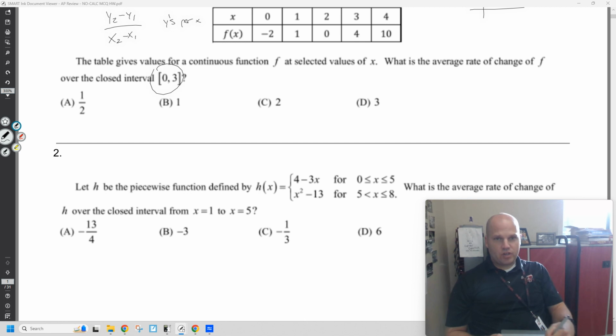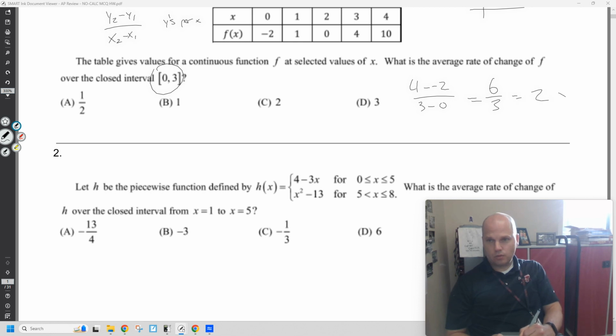As for the average rate of change, we're just going to find the change in my y's from -2 to 4. That's +6. I could calculate that by doing 4 minus -2. But from -2 to 4, you can see you add 6. Over the course of 3 x's, that's 2 y's per x.